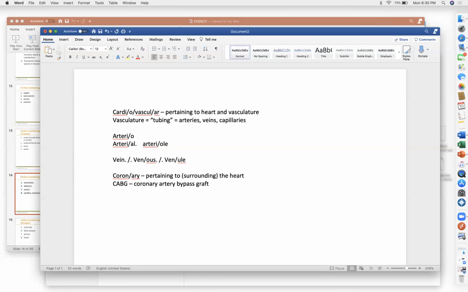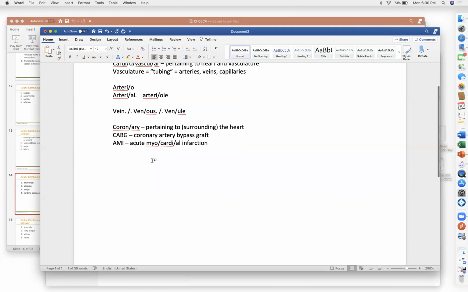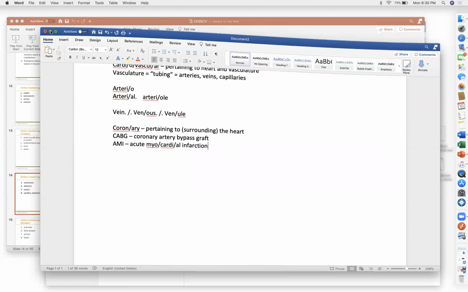So coronary, pertaining to surrounding the heart, CABG. And I also talked about AMI, which is an acute myocardial infarction. That means it's a blockage of these coronary arteries. And it happened when? Acutely. It happened very quick. And what will it affect? The myo, or the muscle part of the heart, or the middle layers of the heart that we showed you in that picture.